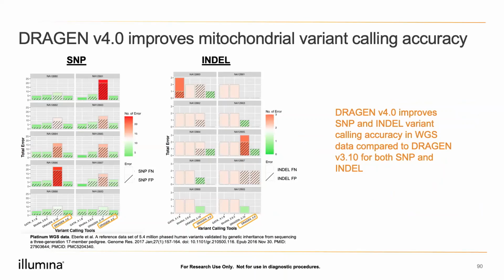DRAGEN 4.0 also improves SNP and indel variant calling accuracy in whole genome sequencing data compared to DRAGEN version 3.10, for both SNP and indel. So last slide, we were looking at mitochondrial only DNA. Now we're looking at WGS data. And here we see that we also have a reduction in the number of false positives and false negatives.